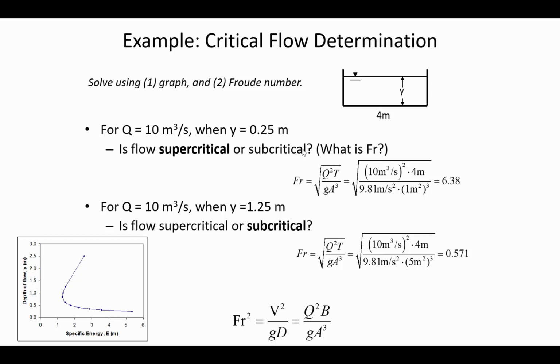Whereas this other depth, 1.25, is a deeper depth than critical. So from the depth, we could also diagnose that it's a subcritical flow regime. But then the Froude number confirms it, because our Froude number is less than 1, and that confirms that we have subcritical conditions. Any questions about that?